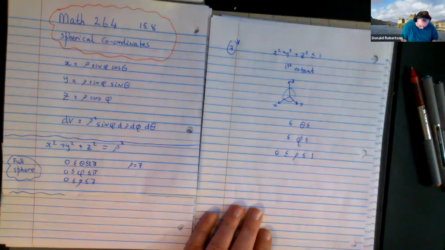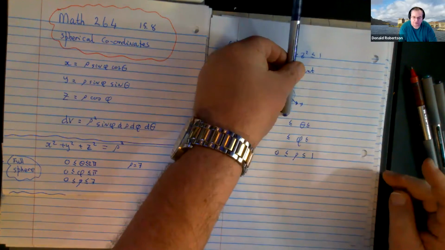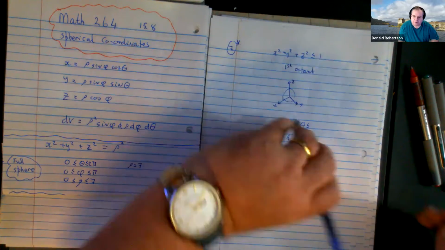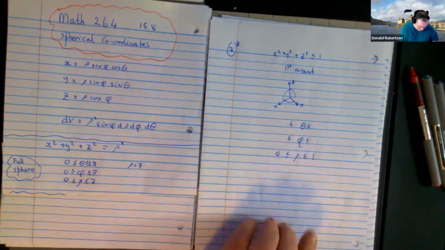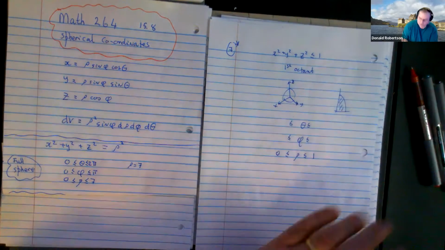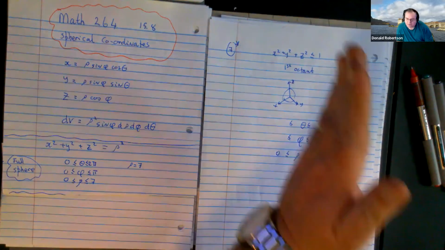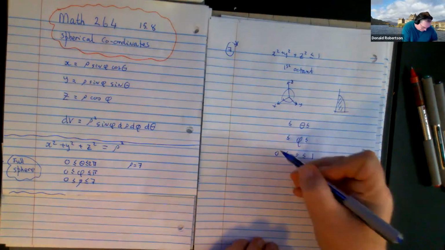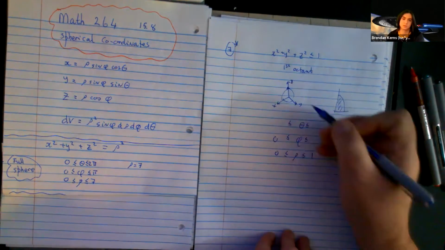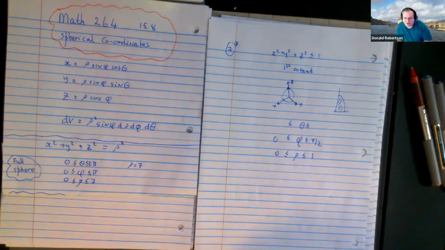That is good. What will be the range of phi? Phi starts here at 0 and then it curves all the way down. What would be the range of phi if you were only doing that piece of the sphere that's here? Start at 0. 0 to pi over 2. Pi over 2.